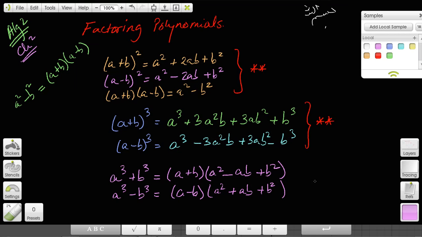Okay, got it? So these are new, and I would really request you to diligently write this down a couple of times, or however many times it takes, and learn these. Okay, learn these. Okay, now, and I hope you appreciate that these are all unique. They're all different. This is a binomial cube. This is a binomial cube. These are the sum of two cubes and difference of two cubes that are being factored over here.